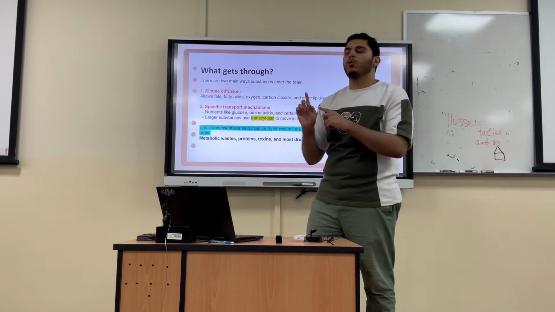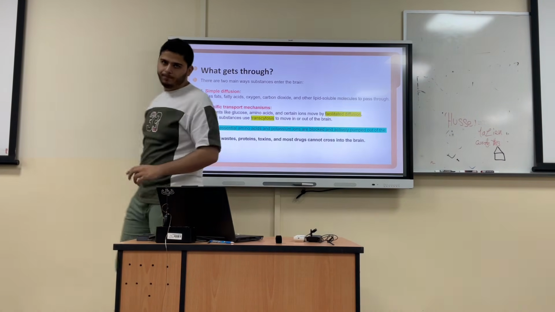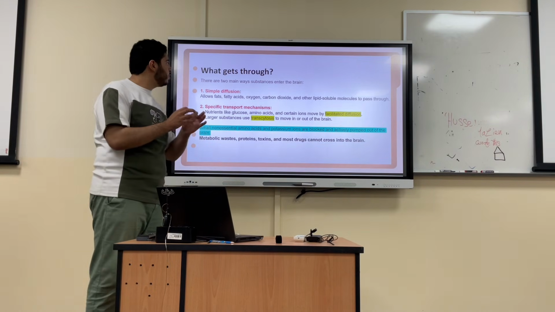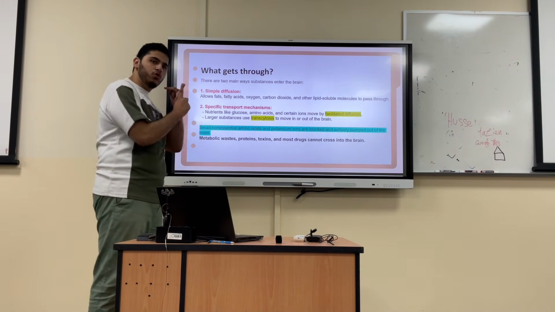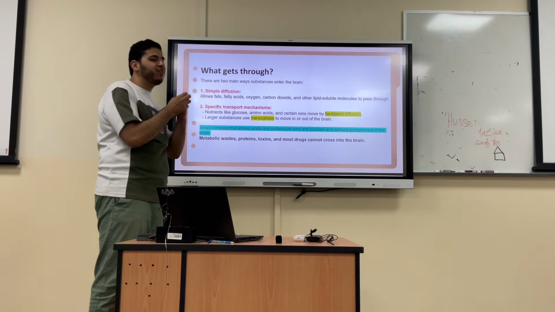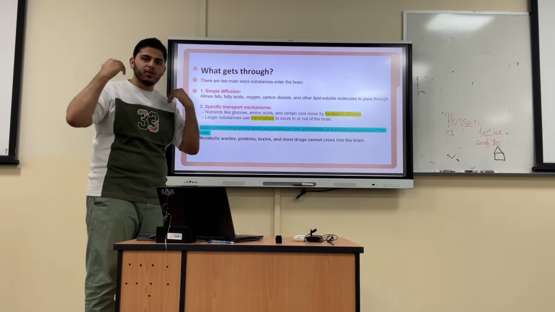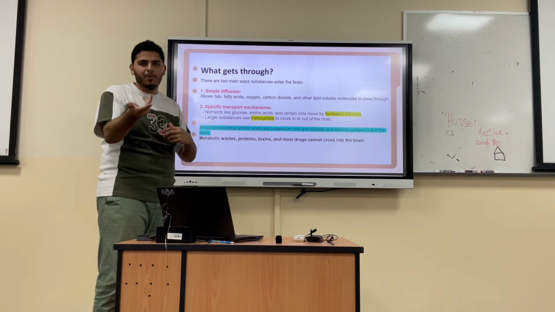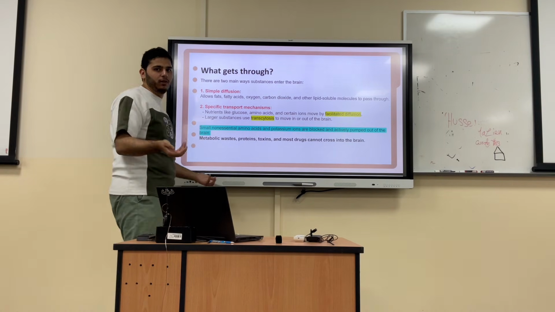Yeah, this is important. What gets through? Now, guys, there are two main ways the substances enter the brain: simple diffusion and also the specific transport mechanisms. All of this you take in the cells chapter. That's nothing new, but mainly some specifics for the brain, because it's our brain. We need to protect it, right?